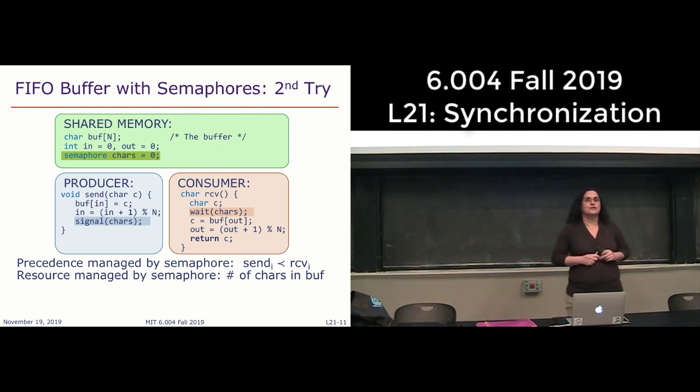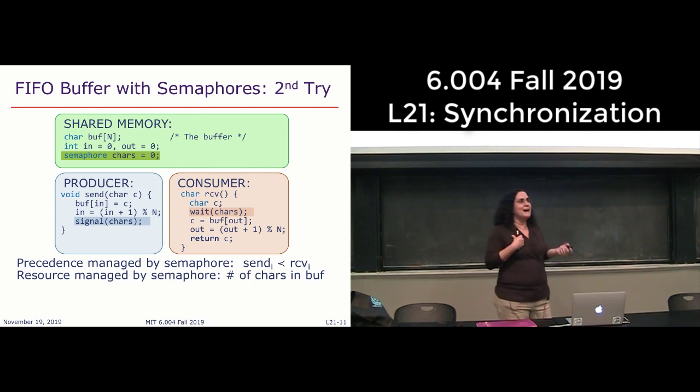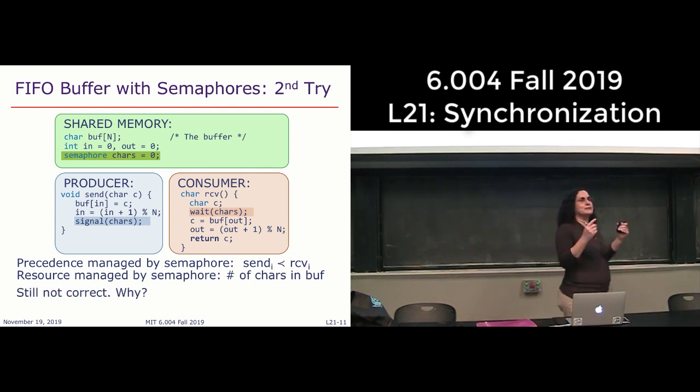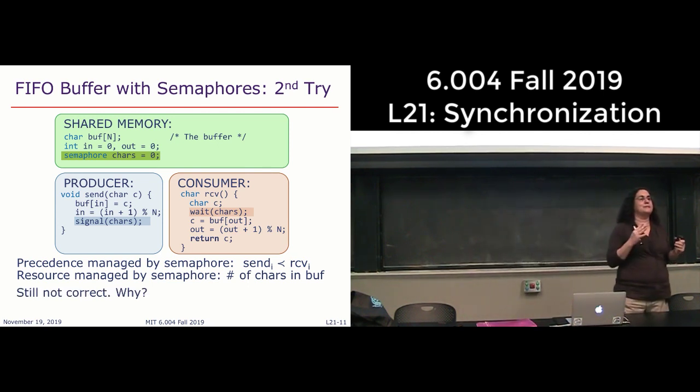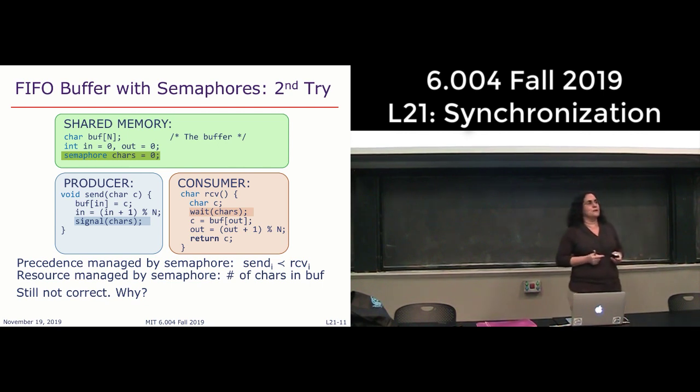Okay? So, are we done? Have we satisfied all of the constraints that we need to satisfy? No, right? All we've made sure so far is that the producer goes before the consumer. But we haven't made sure that the producer doesn't overwrite things that haven't yet been consumed, right? So we need to make sure that at any point in time, there's only up to n values still waiting to be consumed. So how do we do that?